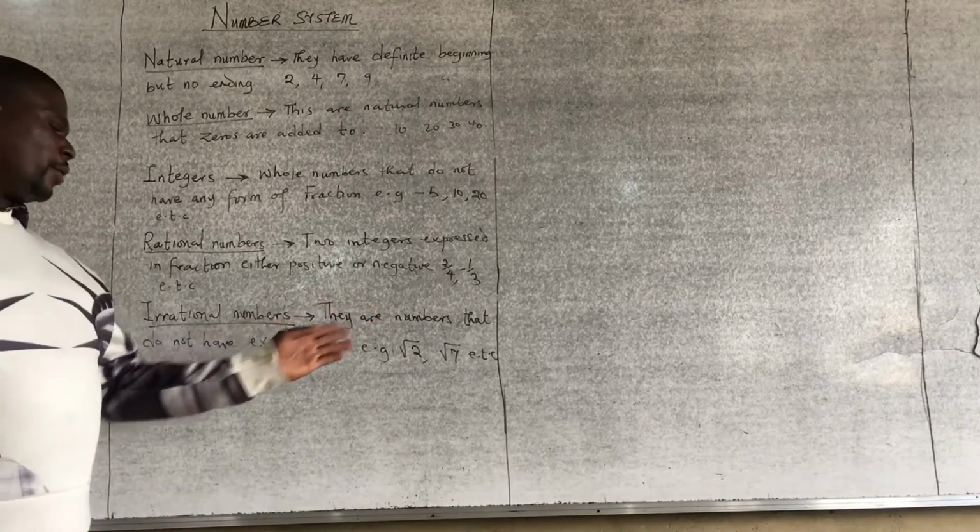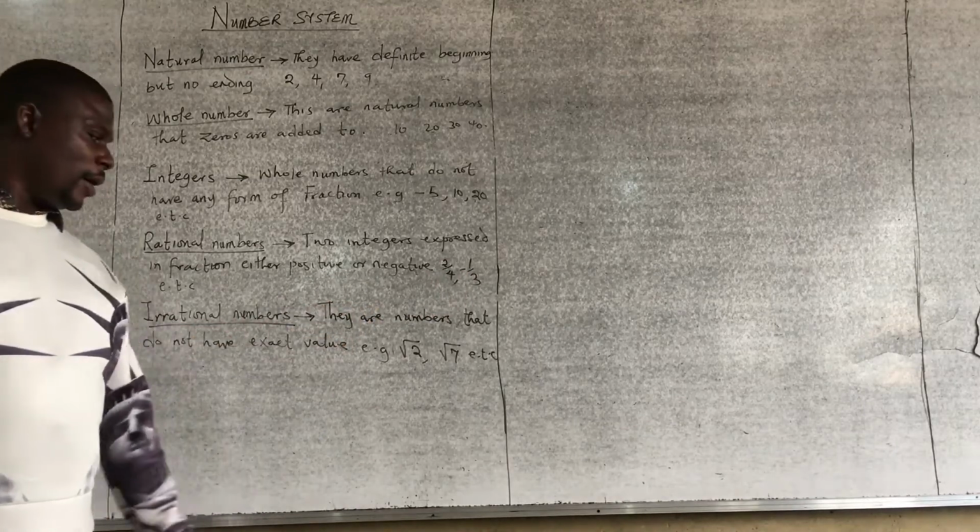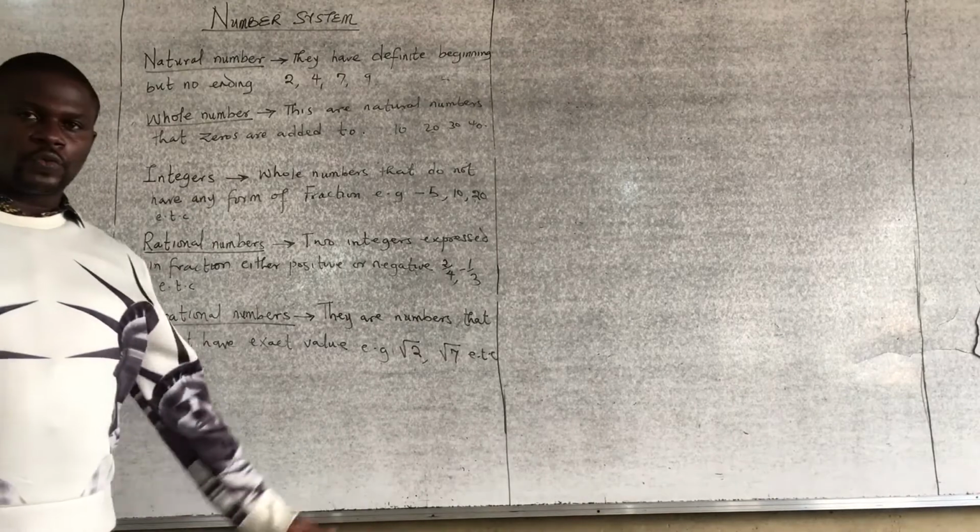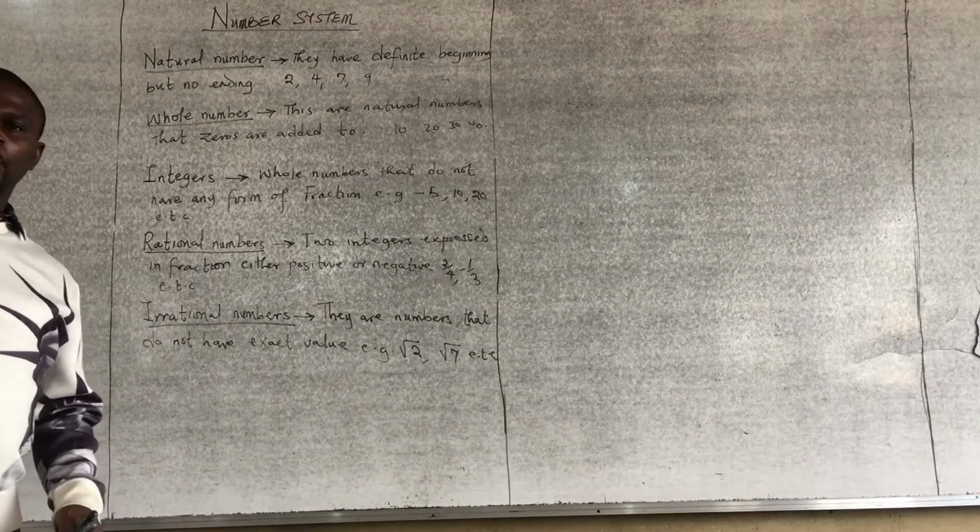The irrational numbers are numbers that do not have an exact value. Square root of 2, square root of 7. By the time you press it in your calculator, you'll be having 1 point something something. It does not have an exact value.